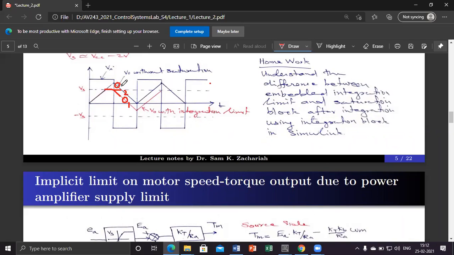And this particular disadvantage is known in the literature as the reset windup problem of the integrator. Reset windup is not a good thing. It will give some lag effect.